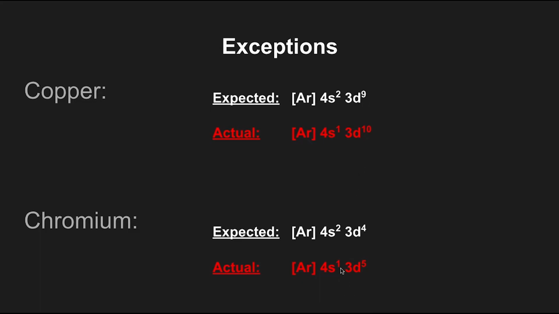And for chromium, you have a 4s subshell and a 3d subshell that are both half-filled, and that's different from its expected, where it has a full 4s and just an incomplete 3d. So what you can notice here is that half-filled subshells and full subshells are more stable than incomplete ones. And also, a complete full subshell is more stable than a half-filled one.